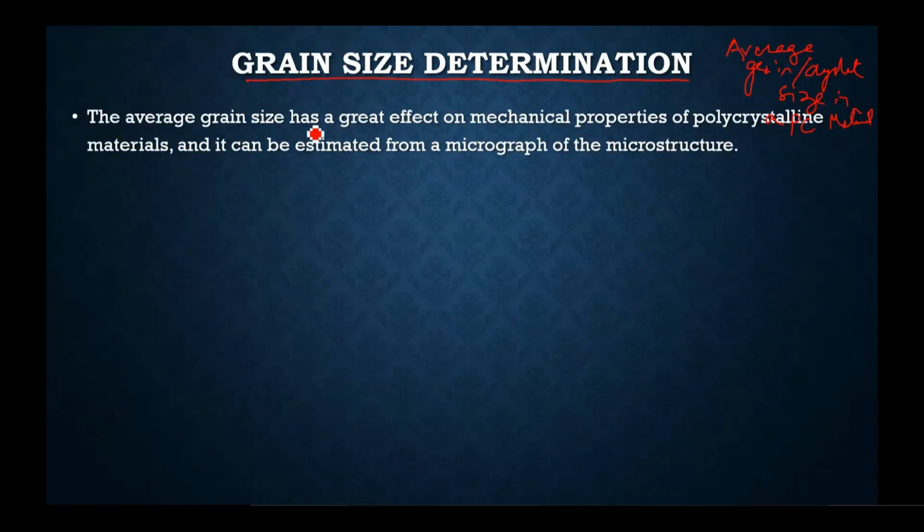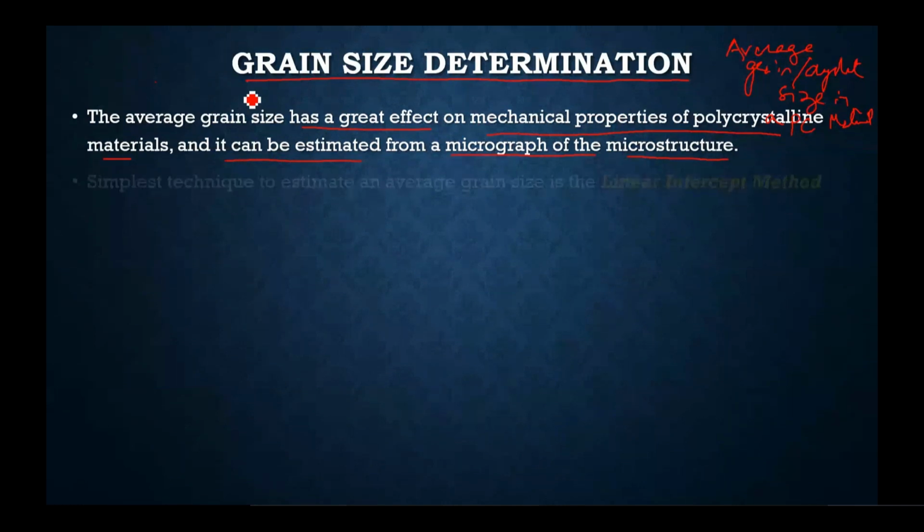Average grain size, why do you need it? Why do you think it is important? Because it has a great effect on the mechanical properties of polycrystalline materials, and it can be estimated from a micrograph of the microstructure. So you need to understand how to calculate the average grain size. Just to give you an idea, the smaller the grain size, the higher the hardness of the material, as well as the fracture toughness or the toughness of the material. We'll come to the mechanical properties in the coming chapters.